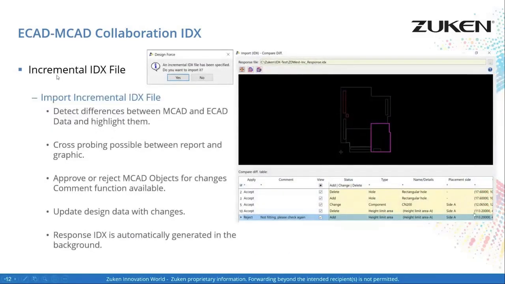Okay, so the incremental IDX file. When I bring this in, I can now start to see the differences between the baseline and what is now being imported. We can say we accept this or we reject it. Obviously, if we reject it, we can then add a comment against that, saying why it's being rejected. And as you can see here, in the background, a response IDX file is automatically generated, which you can send to the mechanical team. They will then see the comments.